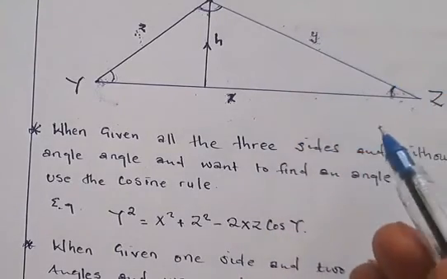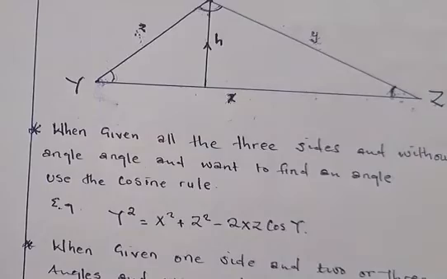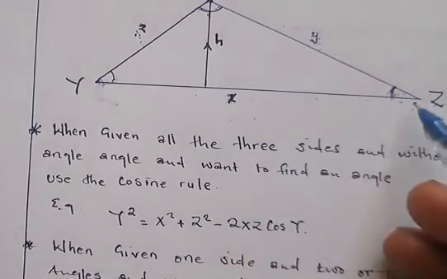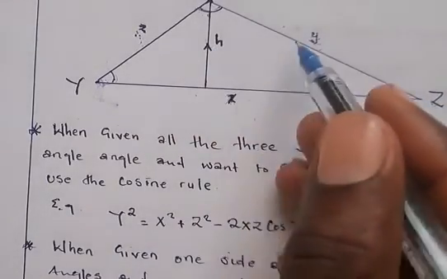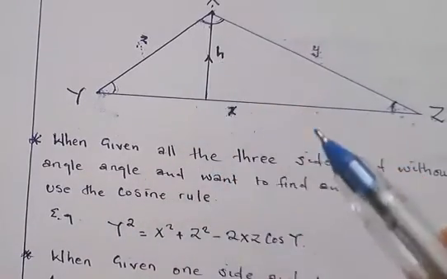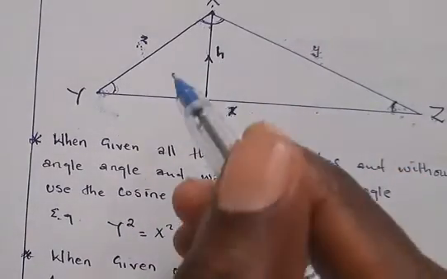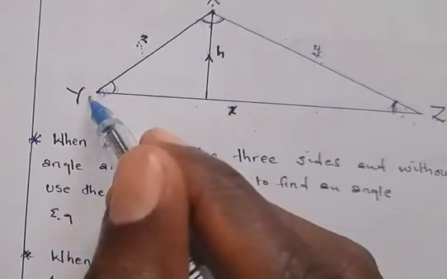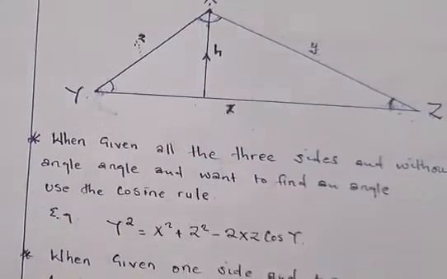Now, if you want to make h the subject of the formula, it's going to be h is equal to y sine z. If it is on this one, h is equal to z sine y.